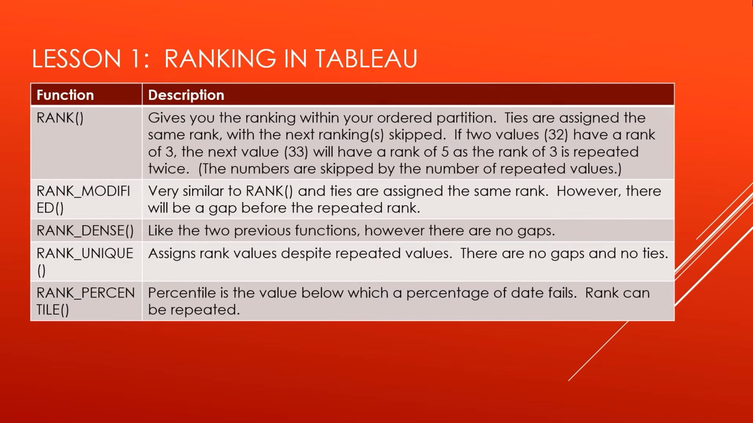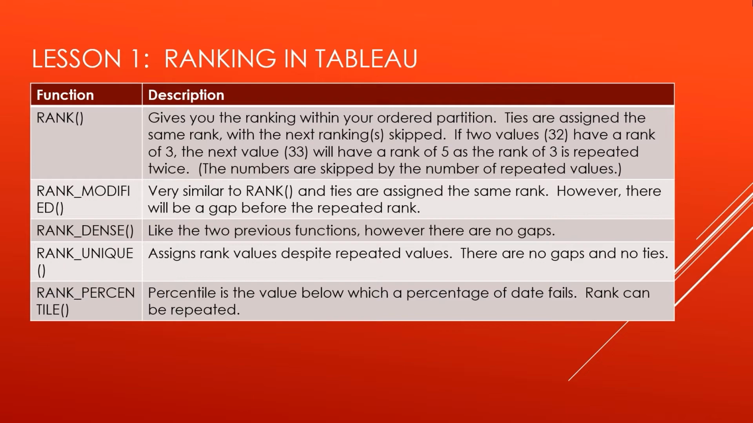So Tableau has 5 rank functions, and each of them does something slightly different. The base one, rank, gives you the ranking within your ordered partition. Ties are assigned the same rank with the next rankings skipped. So let's say we have 2 values of 32 and they have a rank of 3. The next value, 33, will have a rank of 5 as the rank of 3 is repeated twice. So the numbers are skipped by the number of repeated values.